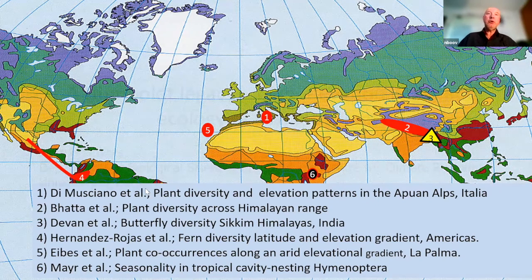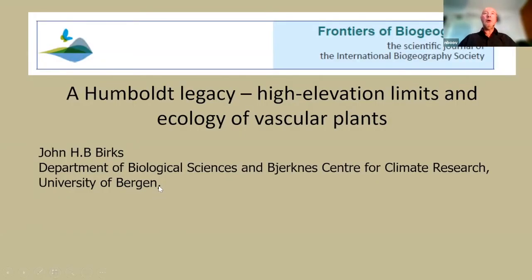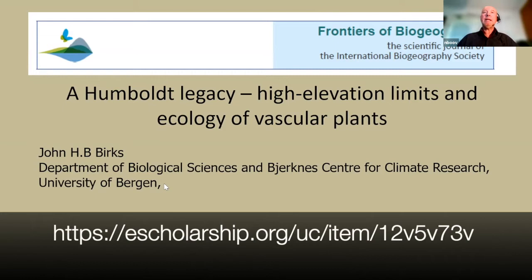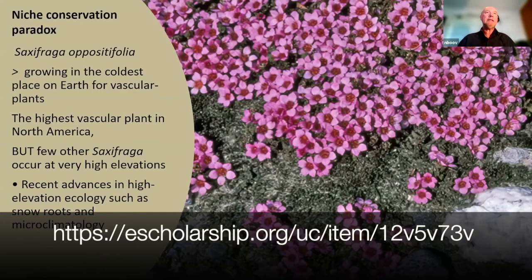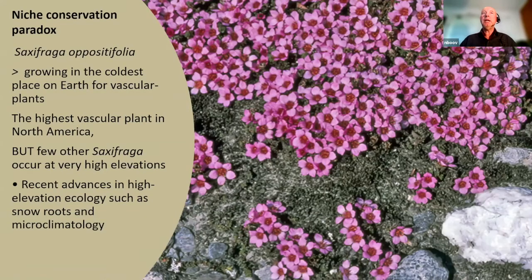As I said, John Birks wrote up a nice paper, A Humboldt Legacy: High Elevation Limits and Ecology of Vascular Plants. I will just give one little example here. For instance, Saxifraga oppositifolia, growing in the coldest place on Earth for vascular plant growth, and a record in North America. But strangely enough, few other Saxifraga have such records. Another thing John points out is that it was recently found that some alpine plants have very special roots which can adapt to this short growing season.